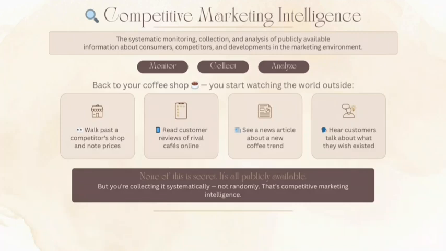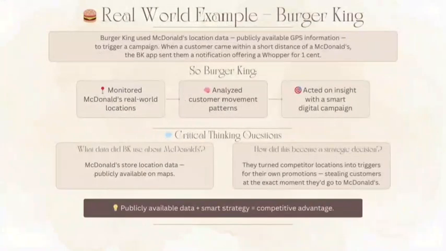Back to your coffee shop. You start paying attention to the world outside your shop. You walk past a competitor's shop and note their prices. You read customer reviews of rival cafes online. You see a news article about a new coffee trend. You hear customers talking about what they wish existed. None of this is secret. It's all publicly available. But you're collecting it systematically, not randomly. That's competitive marketing intelligence. Real world example: Burger King.